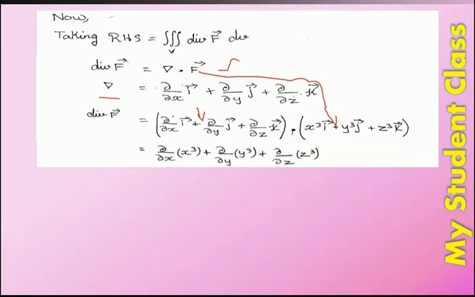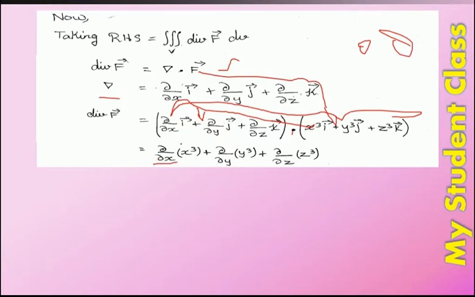Now i vector, dou by dou x i vector, into x cube i vector gives dou by dou x of x cube. Doing the same with i vector and j and k, we will get the value 0, so we don't need to write the 0. We have studied the dot product as i vector into i vector is equal to 1, j vector into j vector is equal to 1, and k vector into k vector is equal to 1. If i vector into j vector or j vector into k vector, the value is 0. We already know this.